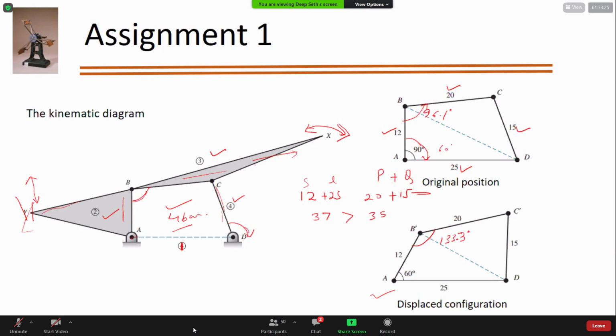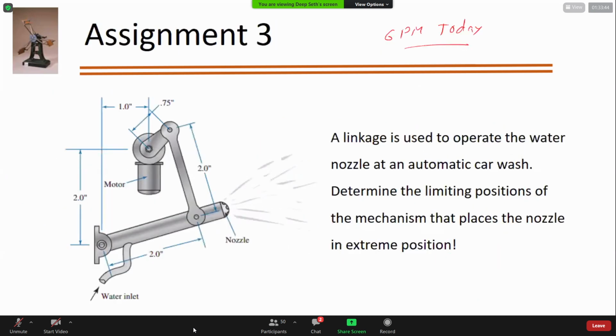Latifa, I hope I cleared his doubt. Or is this what he is asking? Yes. Thank you, sir. Okay. It's clear. And some other figure you were also asking about, which one? This one?